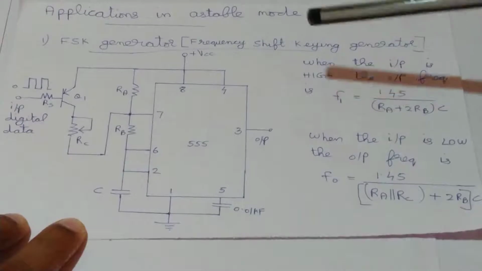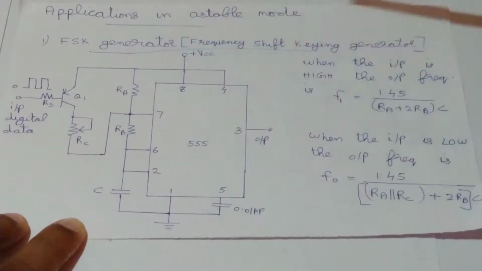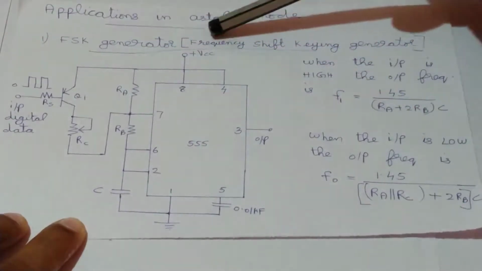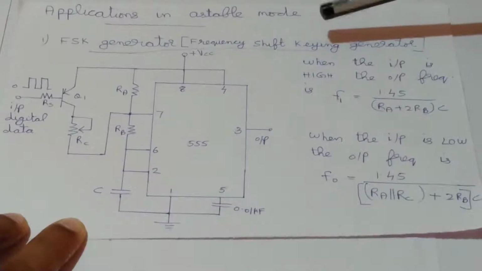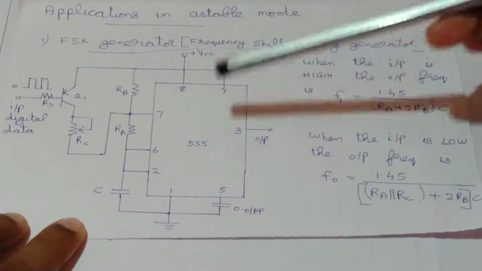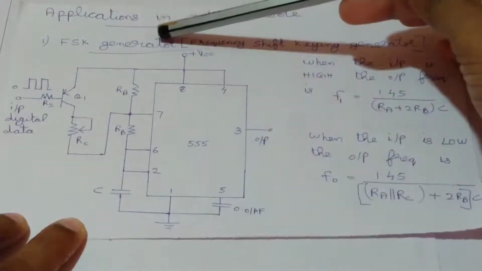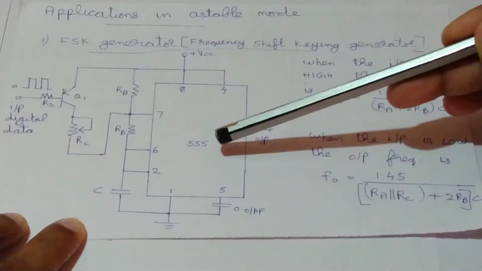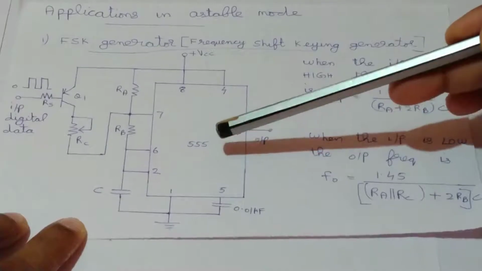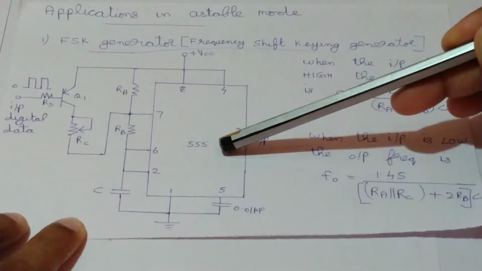Let's first consider the application as an FSK generator. We know FSK is frequency shift keying, which is a digital modulation technique. And this is the connection diagram of 555 timer IC as an FSK generator. Here this 555 timer IC is wired as an Astable Multivibrator circuit.